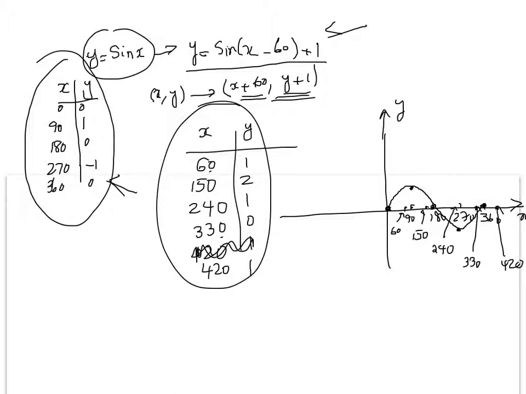Now, when x is 60, y is 1. When x is 60 here, y is 1, which is here, the same place. Remember, this is 1. When x is 150, y is 2. Now, if this is 2, y is going to be somewhere around here. When x is 240, which is here, y is 1. So it's going to be somewhere around here. Okay? When x is 330, y is 0, which is here. So I have this point, this point, this point, this point. And when x is 420, which is here, y is 1. So my transform function looks like this.